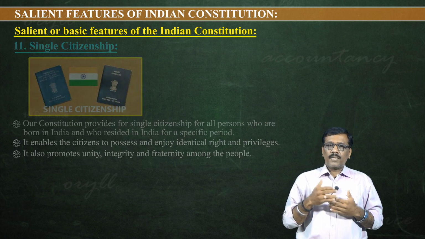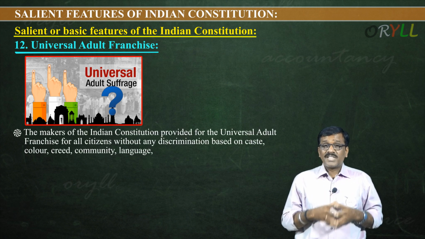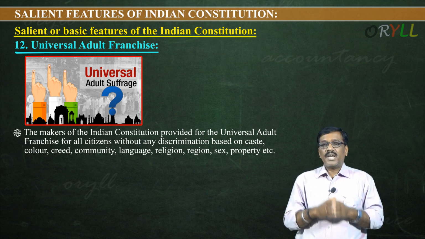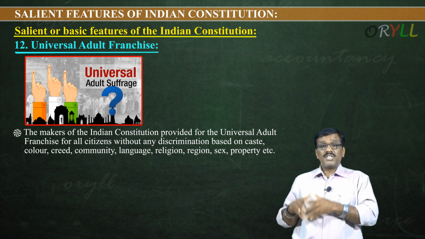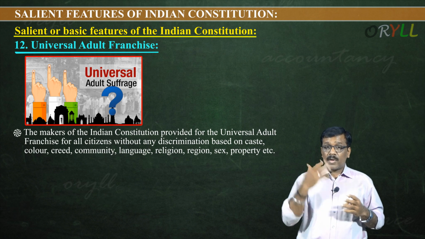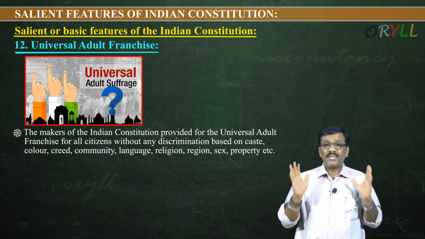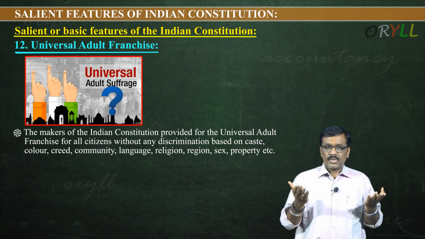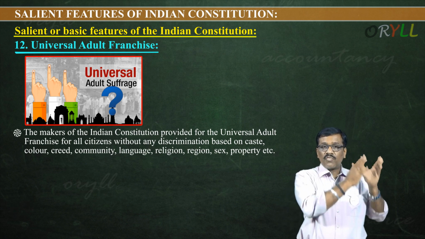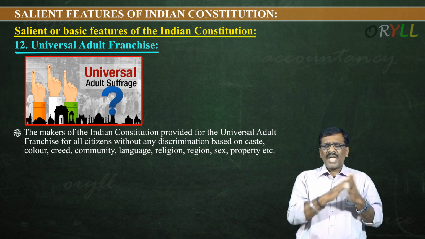Now, next, move on to the universal adult franchise. The makers of the Indian Constitution provided for the universal adult franchise for all citizens without any discrimination based on caste, color, creed, community, language, religion, region, sex, property, etc. See, there is a lot of diversity in our country. We have so many castes, a caste system which is unique to India. No other country in the world has this caste system. And color, creed. Creed means what kind of things you think of, you have some set of beliefs and all like that. Community, language, religion, etc. And gender.